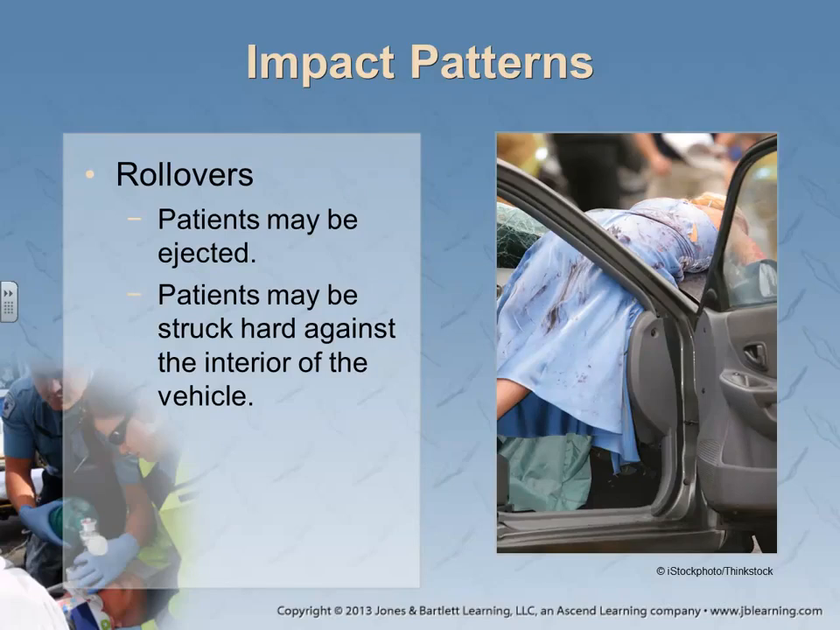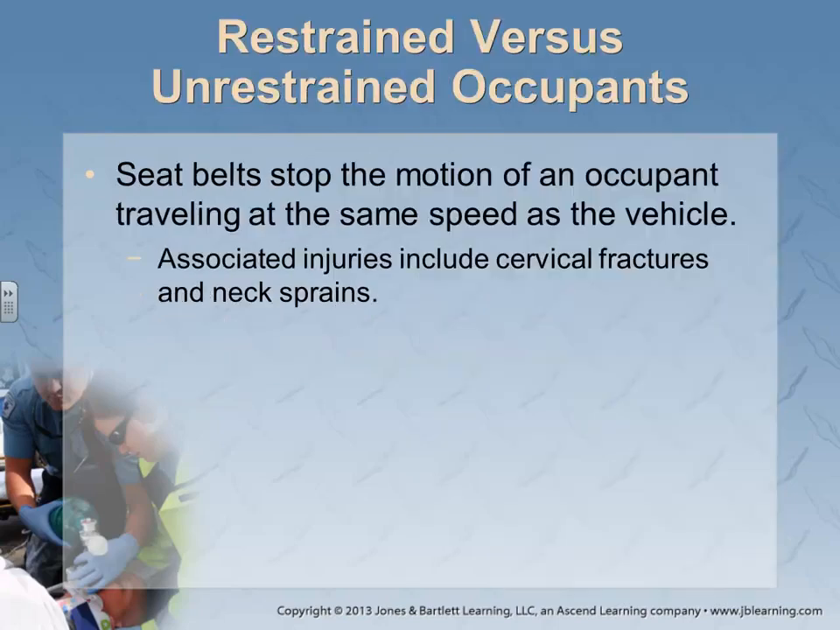Now your rollovers, that's going to cause probably the most systemic trauma, right? Because there are so many forces at play here. One of the most important things that's going to determine the type of injury with a rollover is whether they're restrained or not. All right? Because if they're not restrained, depending on the forces, you're going to have all kinds of injuries. You may be ejected, maybe bounced around like a pinball inside the car.